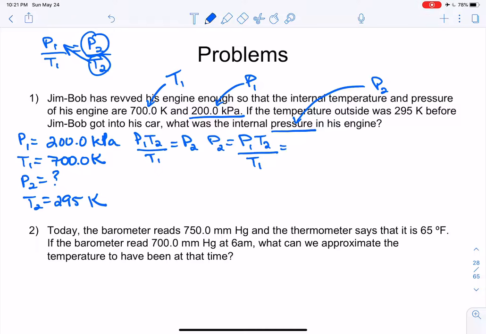So P1 is 200 kilopascal, and T2 is 295 Kelvin. Now again, make sure your brain's not doing P1, T1 on the top there, because it'll want to do this one and then that one, because that seems to make sense to us. And T1 is 700 Kelvin. Now what cancels out? Kelvin. We have Kelvin on the top and Kelvin on the bottom, and Kelvin divided by Kelvin is what? It's 1. Anything divided by itself is 1.